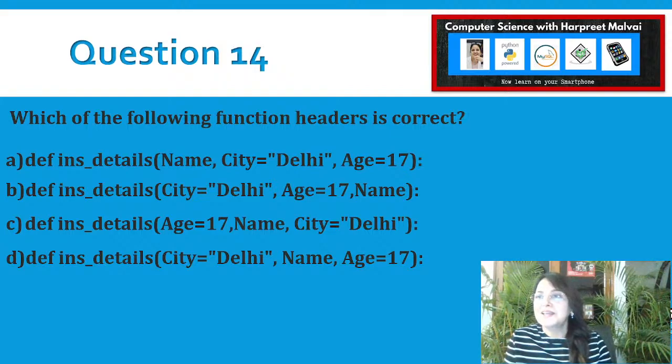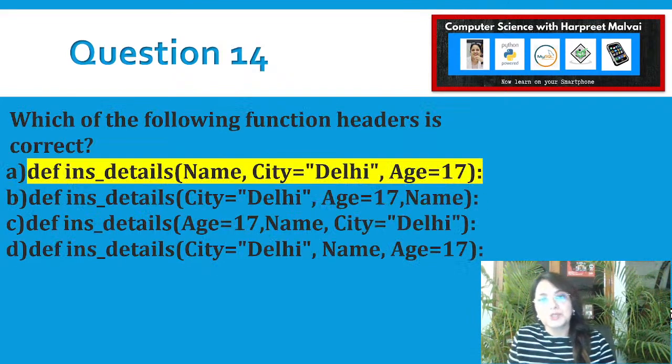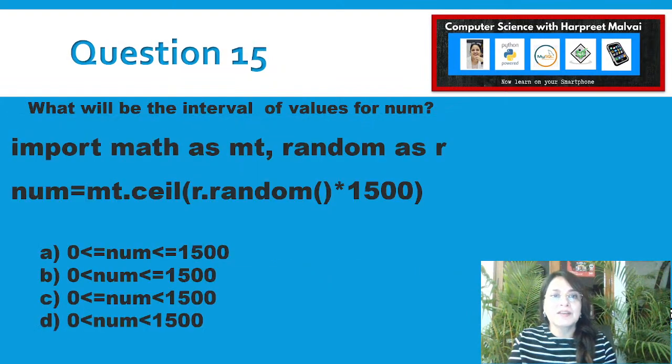Spandan says A, Dharmendra says A, Aryan says A, Vandana says A, Naveen says A. Okay, got it. A, your default statements should come after the non-default statement. Everybody knows that. Very good for you, because sometimes we see this error.